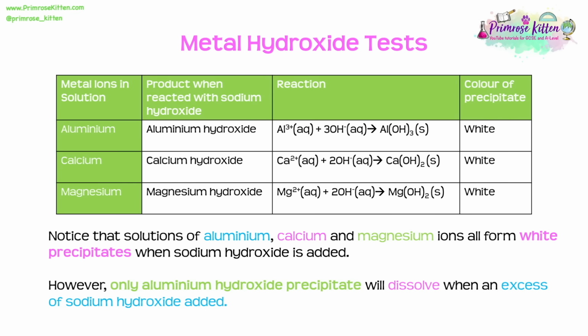If we add more sodium hydroxide so that we have an excess of sodium hydroxide, only the aluminium hydroxide precipitate will dissolve again. So that's one way that we could positively identify aluminium hydroxide. If we add a little sodium hydroxide, we get a white precipitate form, and then if we add more, we'll notice that it will disappear and dissolve back into the solution, whereas calcium hydroxide and magnesium hydroxide won't.